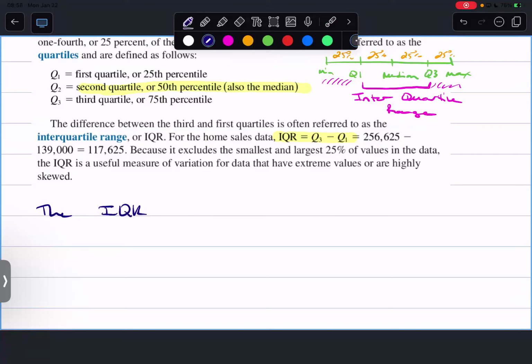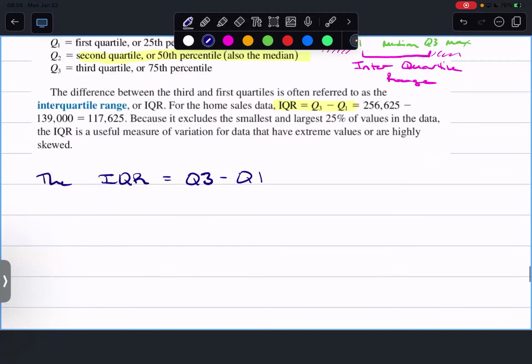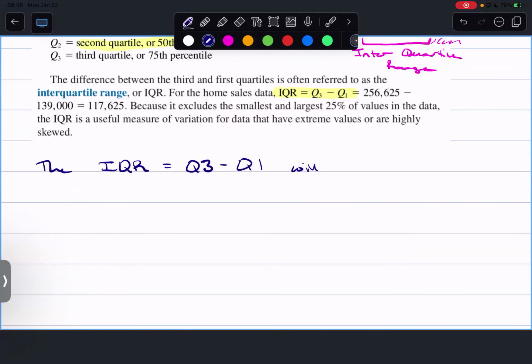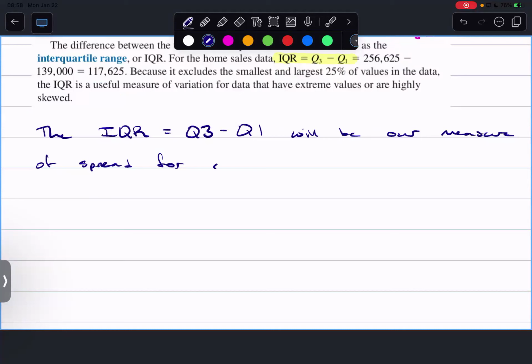The IQR, the interquartile range, right, the distance between quartiles, the IQR, which is, I'll summarize it here, Q3 minus Q1, will be our measure of spread for non-normal data.